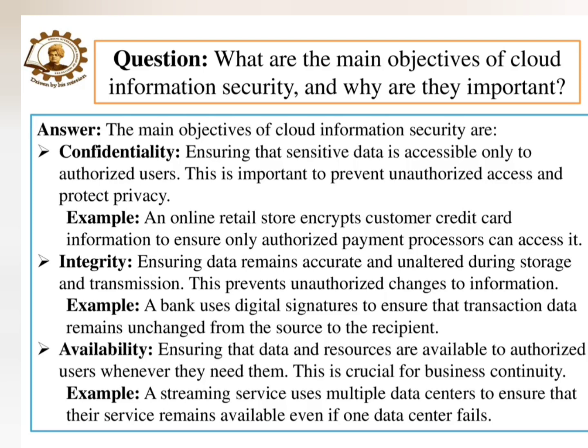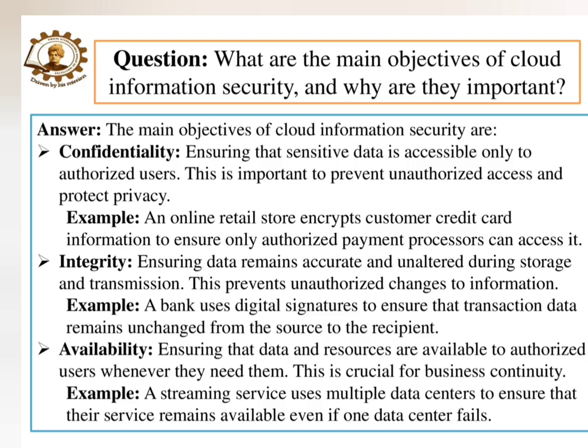Let's take an example. Your medical records stored in the cloud should only be accessed by you, your doctor and authorized hospital staff only. Number 2 is integrity, that is accuracy, that is guaranteeing your information remains unaltered and accurate. Let's take an example. Financial transactions processed in a cloud-based accounting system must be accurate to avoid errors.